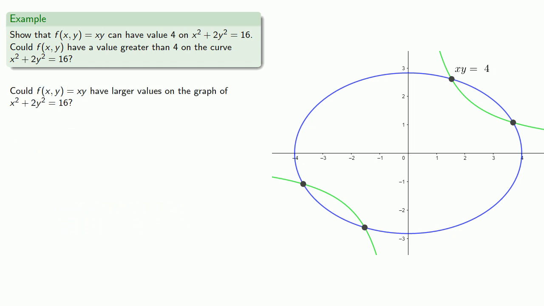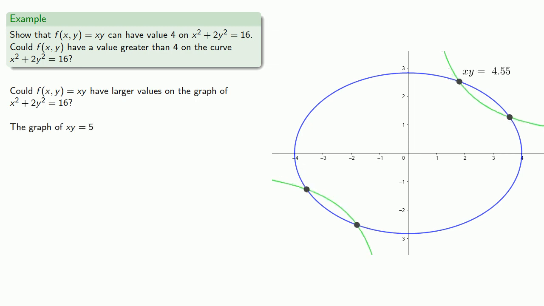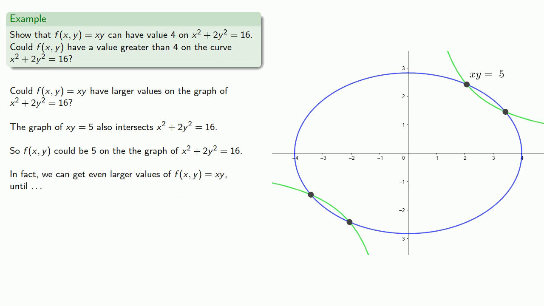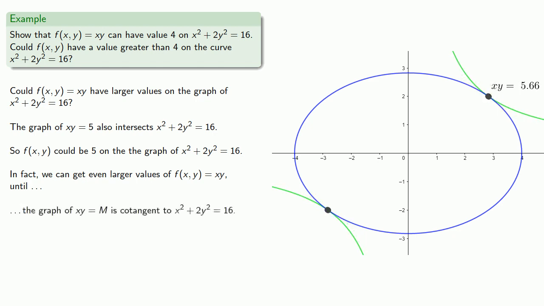So could f of x y equals x y have larger values on the graph of x squared plus 2y squared equals 16? Well, let's consider the graph of x y equals 5. And the thing to see here is that this graph also intersects our curve. So f of x y could be 5 on the graph of x squared plus 2y squared equals 16. And in fact, we can get even larger values of f of x y equals x y until the graph of x y equals m is cotangent to our curve.